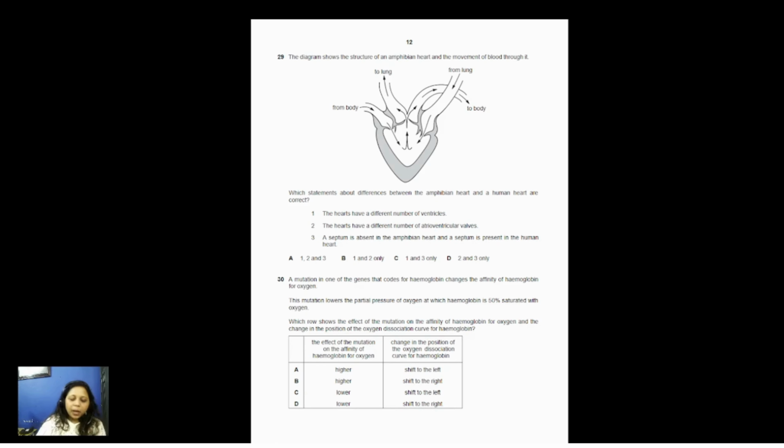Everyone, this is the last part of the May-June 2025 paper 1 variant 1 solution. Let's start from the 29th one. To watch the solution of the other one, you can switch to the other videos.